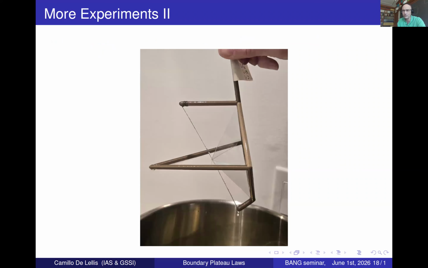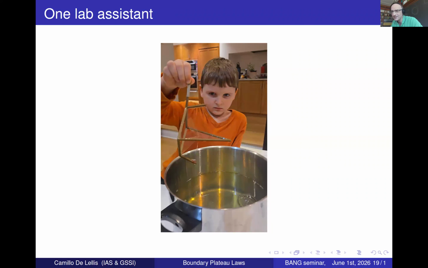And okay, you can see one of my lab assistants. In fact, it was not so easy to convince my third son, Gregorio, not to shake this thing around, but it was also useful to see that in spite of the fact that he was shaking and moving this thing around very abruptly, the film is in fact extremely strong. So it stays there. It doesn't disappear. It doesn't pop.